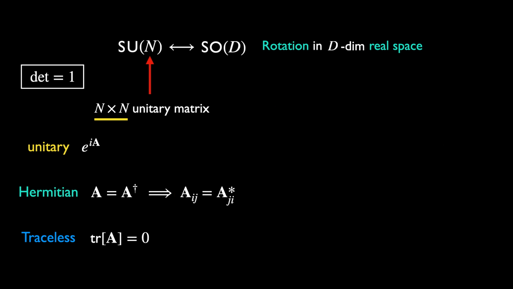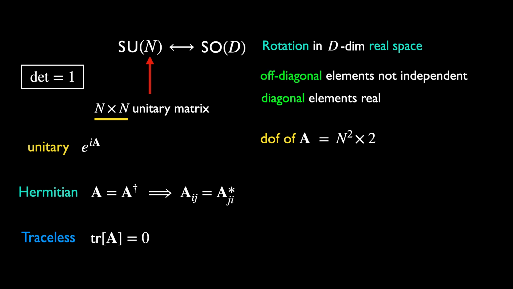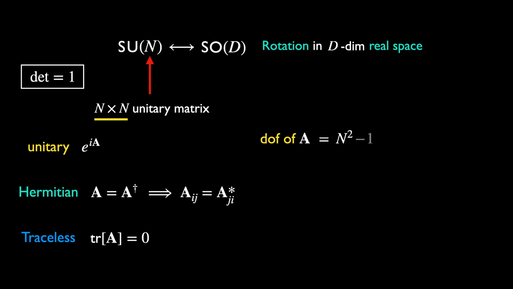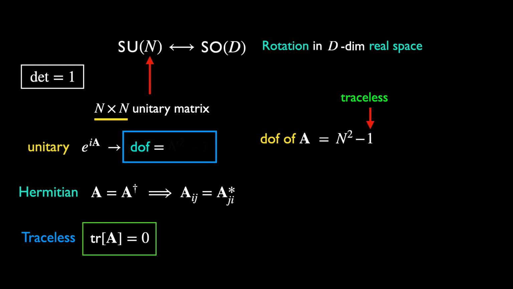First off, n by n complex numbers equals n squared times 2 real parameters. But not quite. Since the diagonal elements are real, we have to multiply by half to correct for this. And for the off-diagonal elements, we also have to multiply by half, since they are not independent due to the Hermitian condition. So overall, we have to multiply this by half. Then subtract 1 for the traceless condition. So the number of degrees of freedom for A is n squared minus 1. This is the number of generators of SUN.